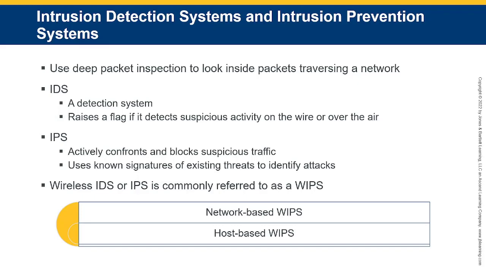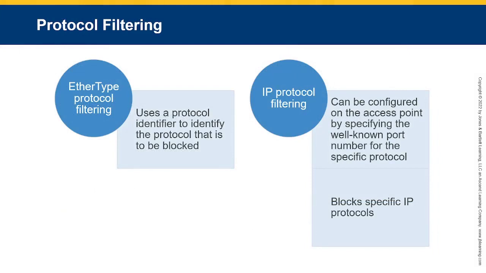And you have two types: network-based and host-based. When we talk about protocol filtering, it uses a protocol identifier to identify the protocol that is to be blocked. You also have IP protocol filtering. It can be configured on the access point by specifying the well-known port number for the specific protocol. It blocks specific IP protocols.